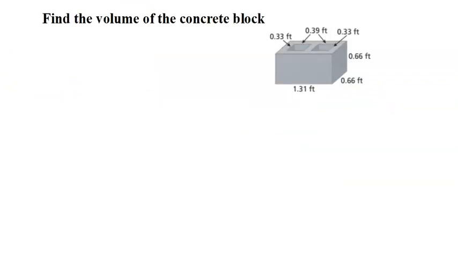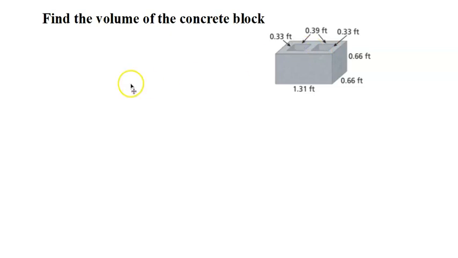Okay, so let's take a look at this. Here we have a compound figure. We want to find the volume of this concrete block. So as we see, we have this big rectangular prism, and then we have two smaller prisms that are missing, right? So what we can do is find the volume of the entire thing, the volume of these two smaller prisms, and subtract those.